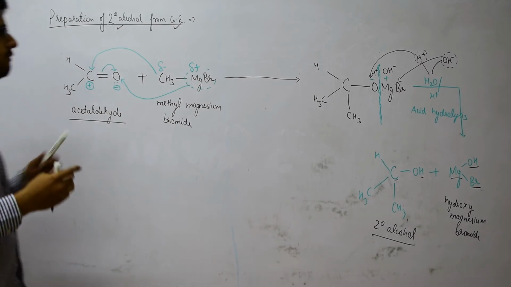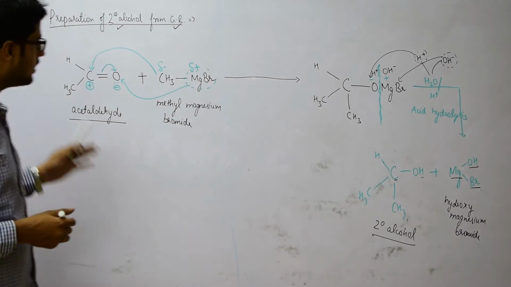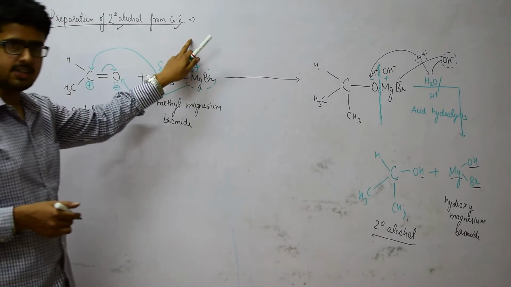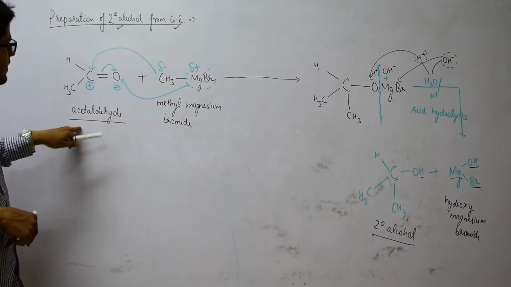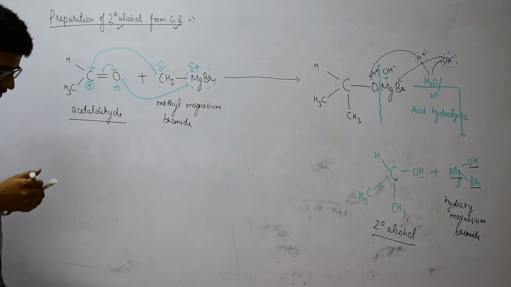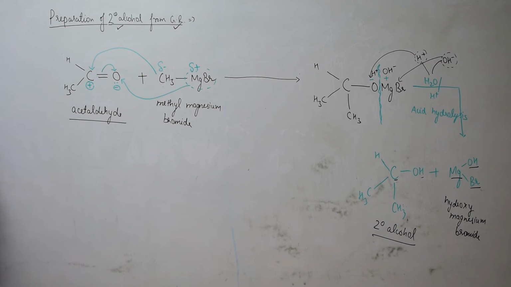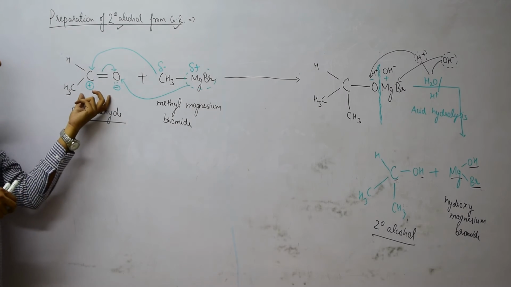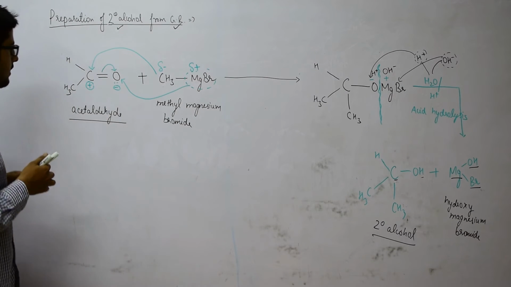We saw preparation of primary alcohol from Grignard reagent. This was the case of when we can prepare secondary alcohol from Grignard reagent, taking starting material as acetaldehyde and treating with Grignard reagent. So let us once again see how secondary alcohols can be formed from Grignard reagent. So this is our acetaldehyde molecule, aldehyde molecule.